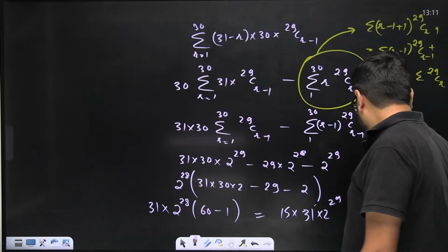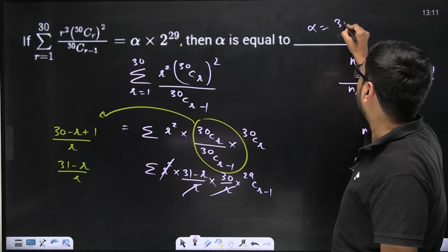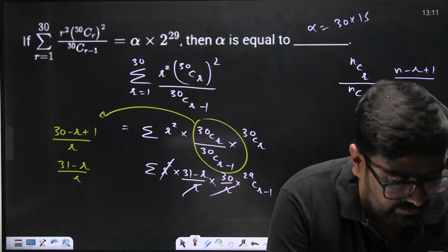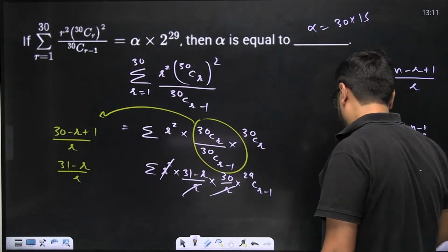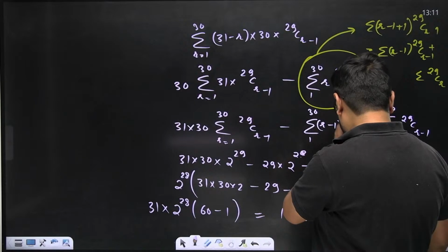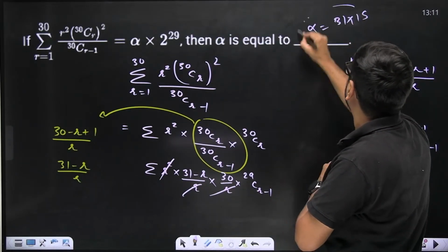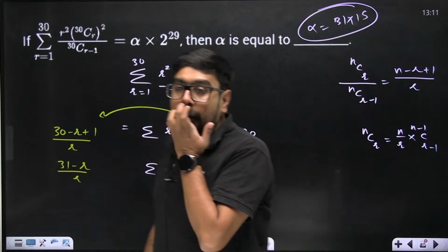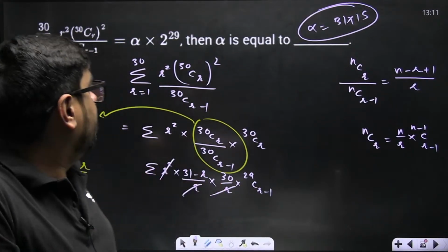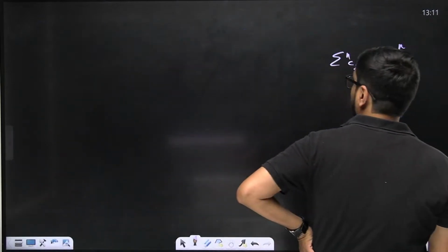And our answer, alpha, will come out equal to 31 into 15. We are going to get 31 multiplied with 15 as the value of alpha directly. So you see, the binomial coefficient formulas and properties are going to be used a lot. A lot of times they are going to be used.